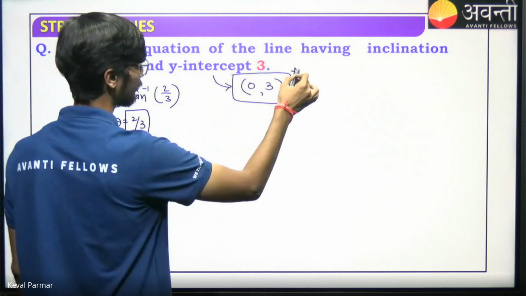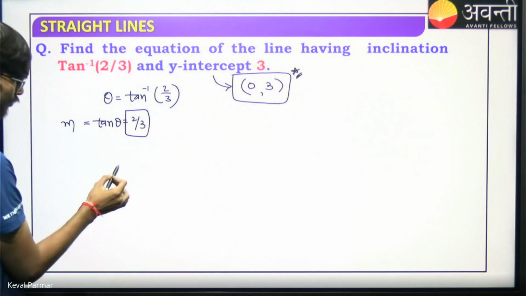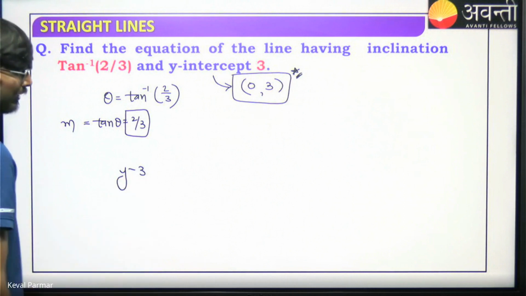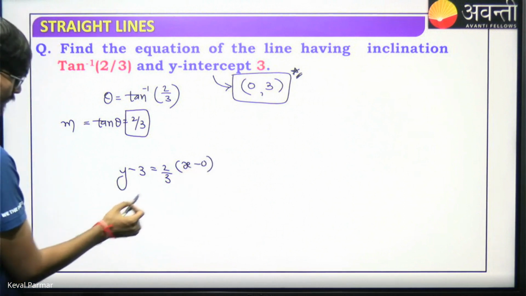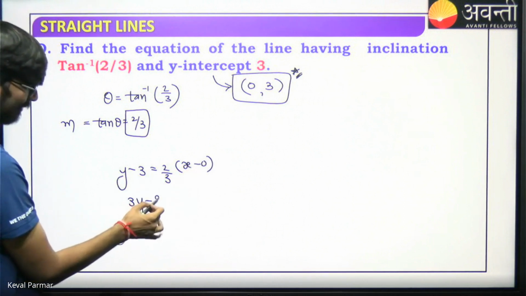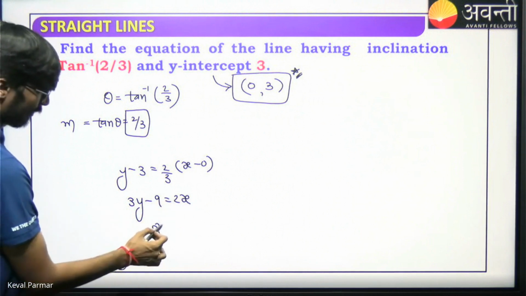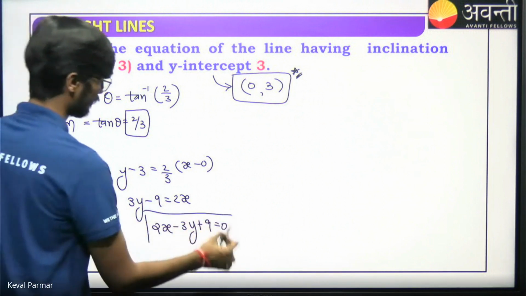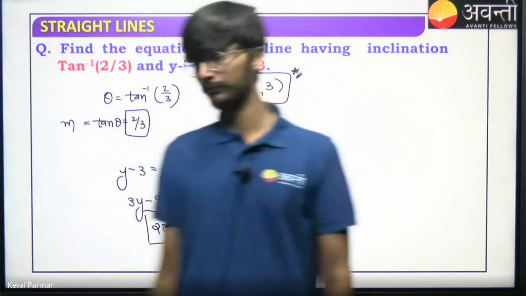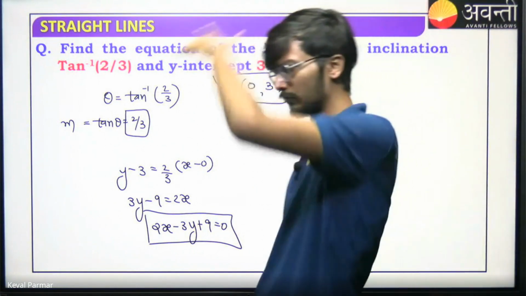Important. I hope you remember this. So we got the point, we got the slope. Let's use slope point form. So y minus y1 is equal to m times (x minus x1). Let's cross multiply this. 3y minus 9 is equal to 2x. If I take everything on the right-hand side, I'll get 2x minus 3y plus 9 is equal to 0. Simple. Correct, guys? All clear till here? Give me a thumbs up. Okay, super.